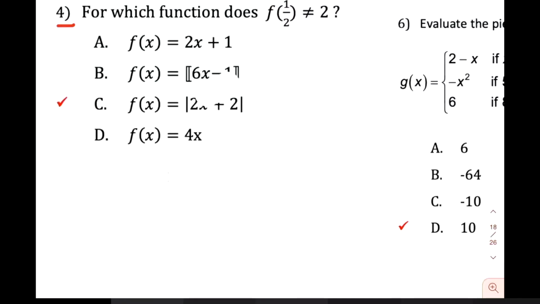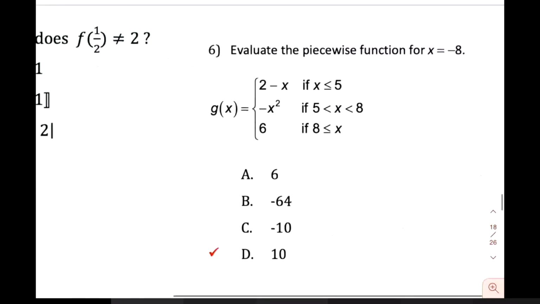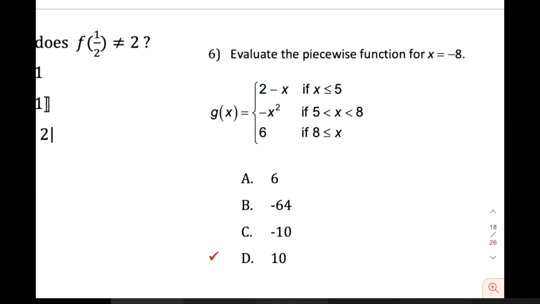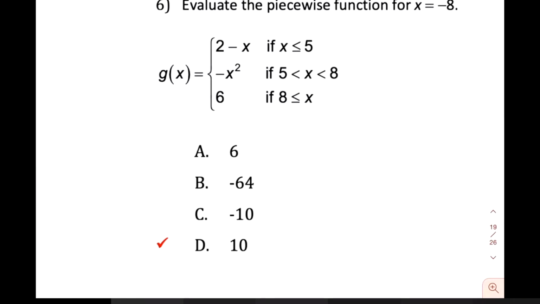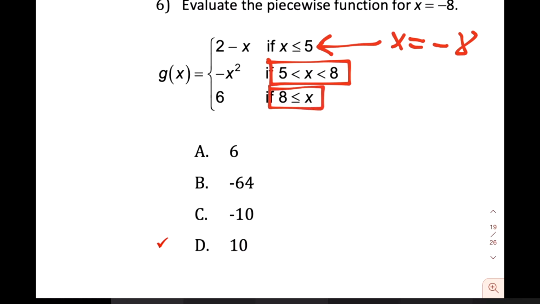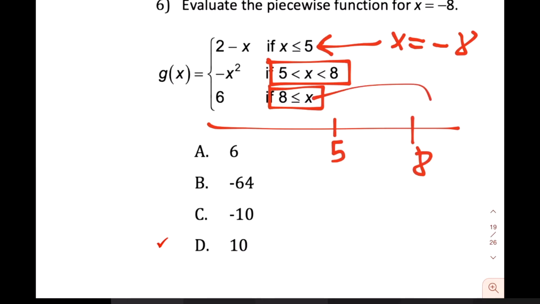Okay, let's go to the next one. Evaluate the piecewise function for x equal negative 8. If you remember, x equal negative 8 is not here. Sorry, it's here actually. It's not here because here x are between 5 and 8, and here x are more than 8. If I draw the line and I put 5 and I put 8, more than 8 are here, between 5 and 8 is here, less than 5, like negative 8, is here.